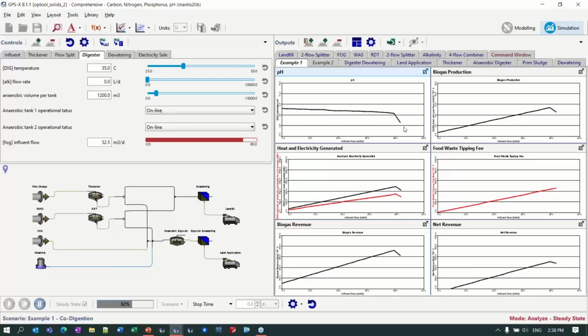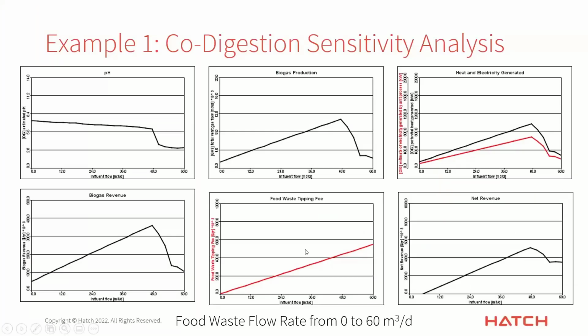Okay, so what happened here now, as you can see, is that we've kind of dropped off the table a little bit. We've reached the point at which the facility is maxed out with what we can do with the digester, and suddenly it all went sour and the pH dropped quite a bit. Now, I've put these all on a graph that's a little bit better organized here. That simulation I just ran, these are all the results. And it tells the story that as we were accepting more food waste, we were bringing in more tipping fees up until the point at which we overloaded the digester.